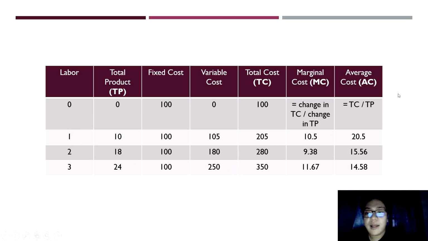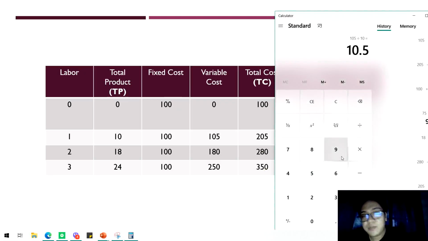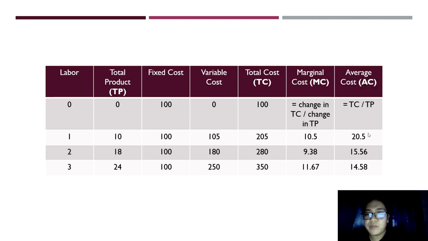And then, ang average cost naman natin is the TC divided by TP, so that's 205 divided by 10, and then we have here 20.5, which is here. So ibig sabihin 20.5 po yung average cost natin per unit dito sa 10 product na meron tayo.